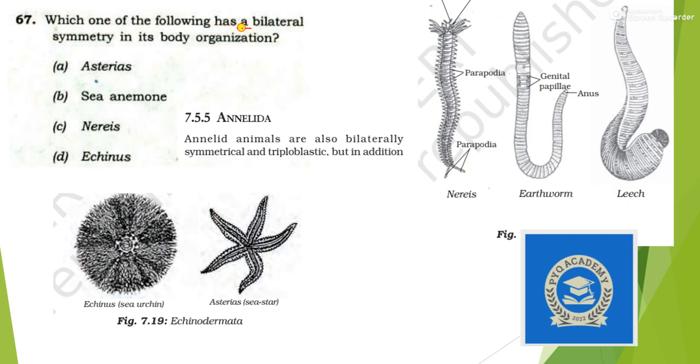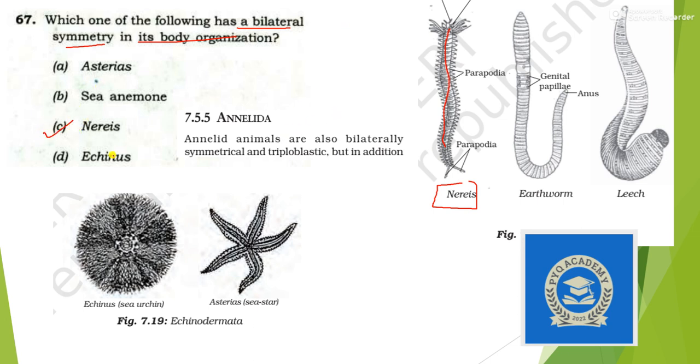Which of the following has a bilateral symmetry on its body? Bilateral symmetry means when you cut the body into halves, both halves resemble each other. You can see here Nereis. It is from the Annelida phylum. Annelida animals are also bilaterally symmetrical and triploblastic. This is an example of Annelida, and by cutting this we will get both the structures similar. So our answer is Nereis.